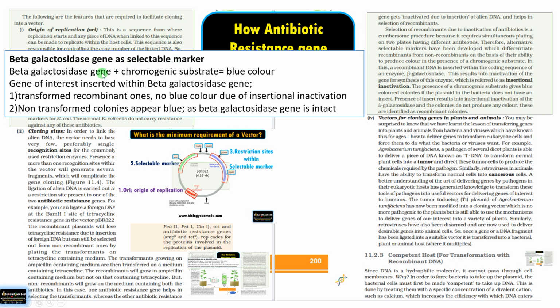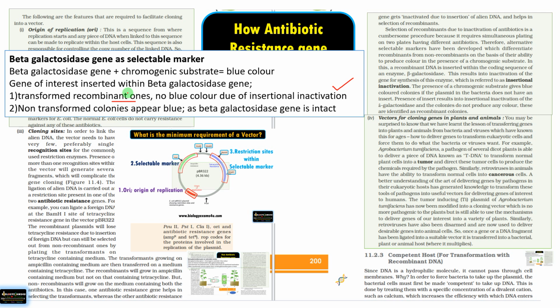In the beta-galactosidase gene, if a chromogenic substrate is added, this gene, if present, will yield a blue color. So the gene of interest is inserted within the beta-galactosidase gene. So transformed recombinant ones show no blue color due to insertional inactivation. The colonies will appear white.